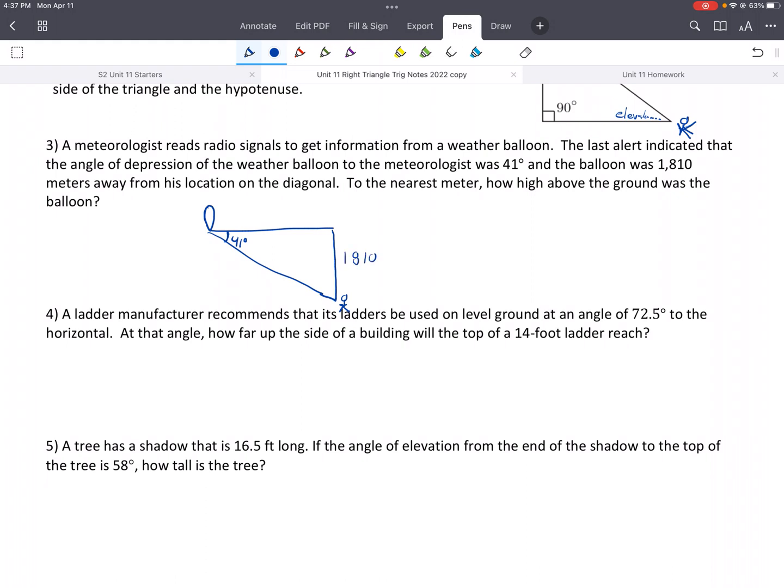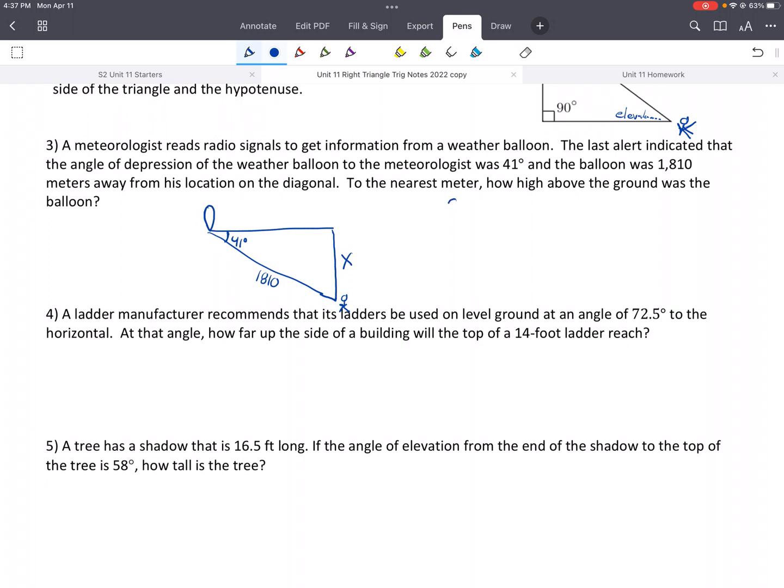And the balloon is 1,810 meters away from the location on the diagonal. So I put that in the wrong spot. Diagonal here would be here. They want us to know, to the nearest meter, how high above the ground was the balloon. So they want us to know what this is.